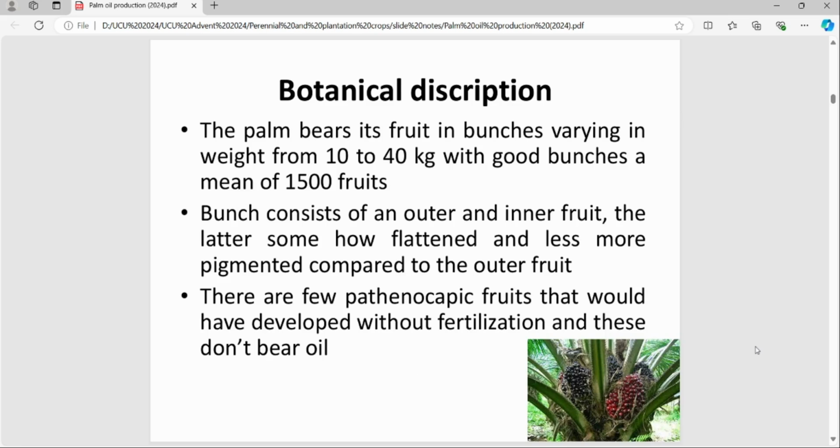The palm tree bears its fruits in bunches varying in weight of 10 to 40 kilograms. The bunch consists of the outer fruits and the inner fruits. So the outer fruits are the ones that you're seeing. They are normally darker in color. And then the inner fruits are somehow flattened and more pigmented compared to the outer fruits. But we also have a few parthenocarpic fruits within this bunch which develop without fertilization, and these cannot bear oil.